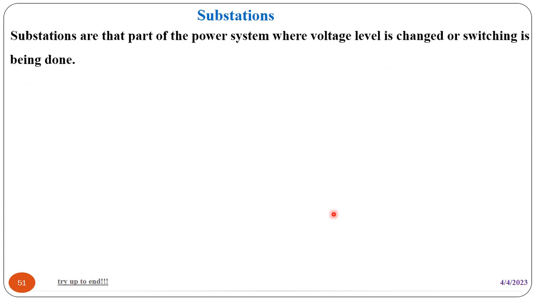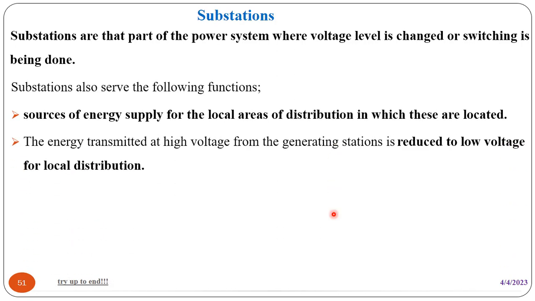A substation is the part of the power system where the voltage level is changed or switching is being done. Switching, changing level, converting. Substations also serve the following: one, source of energy supply for the local areas of distribution in which they are located. The energy transmitted at high voltage from the generating station is reduced to low voltage for local distribution.